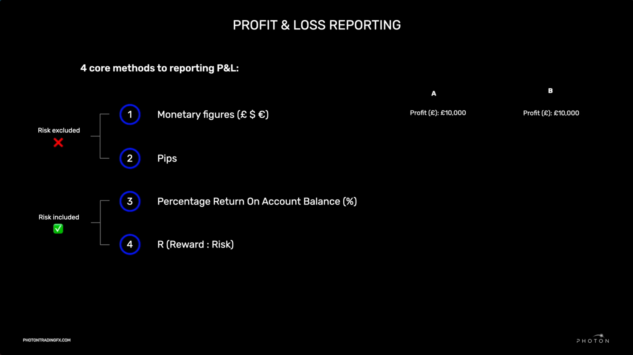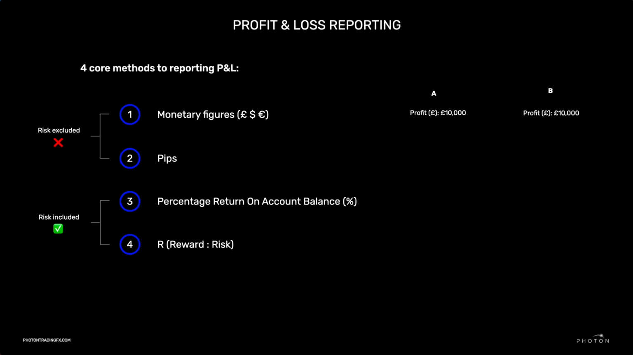Because let's say we have two traders, right? And they both make £10,000 profit in that week. Which one is the better trader? Or did they have an equal performance? Well, we don't really know, because absolute monetary figures don't tell you anything useful about a trader's true skill set. We need a little bit more information to give us an idea about the risk that they took to return that £10,000.